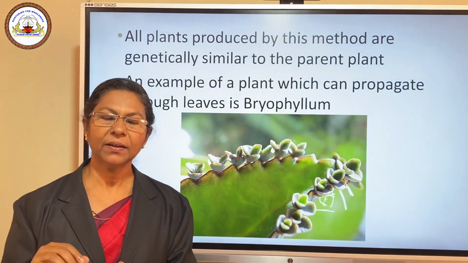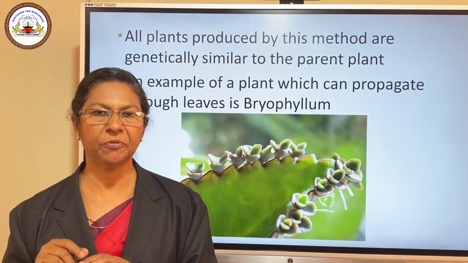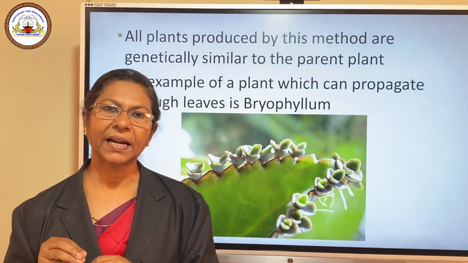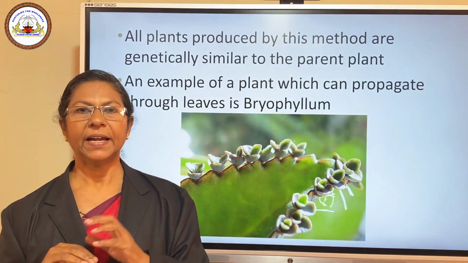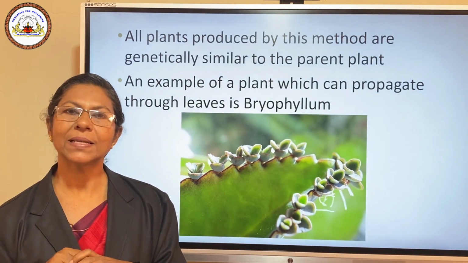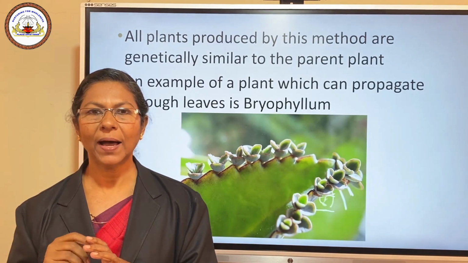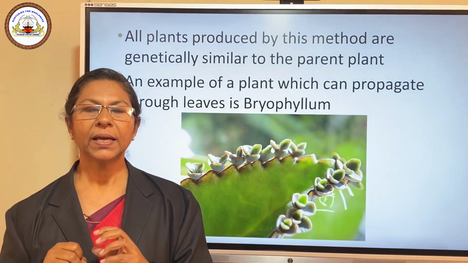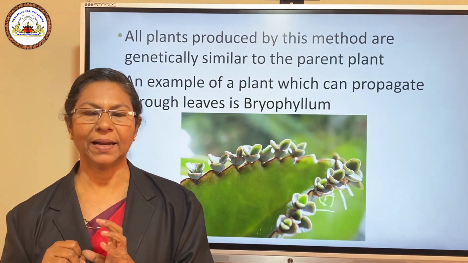In tissue culture, we take a group of a few cells from the growing tip of a plant, and these cells are kept in an artificial medium where they divide and develop into a group of cells known as callus. This callus is then transferred to another test tube which contains hormones. There the cells grow and differentiate into small plantlets.